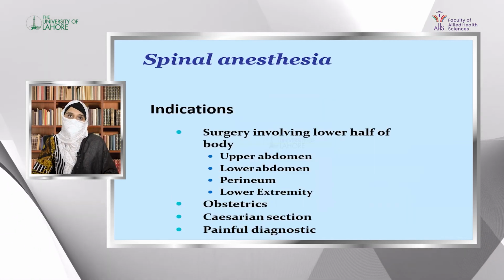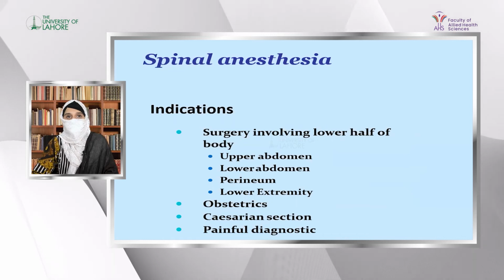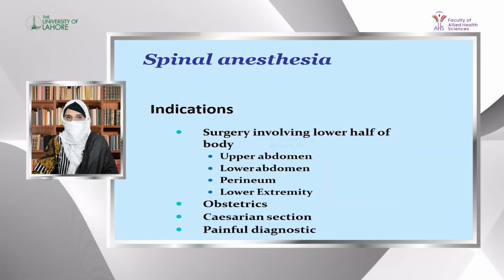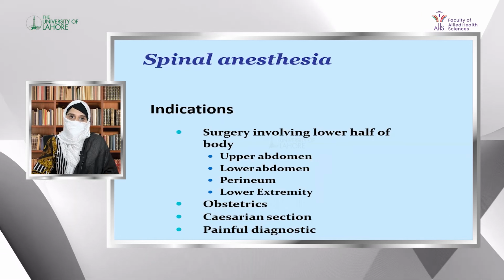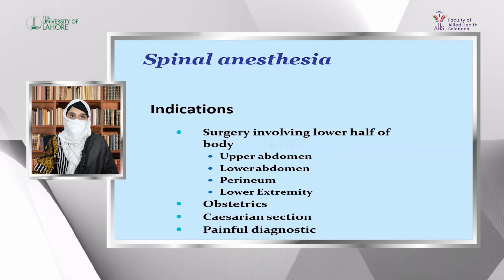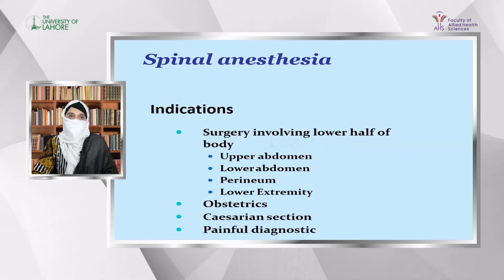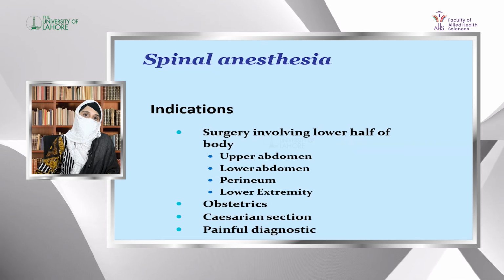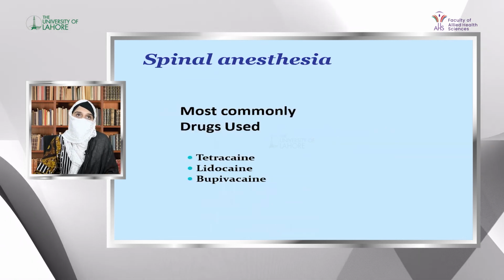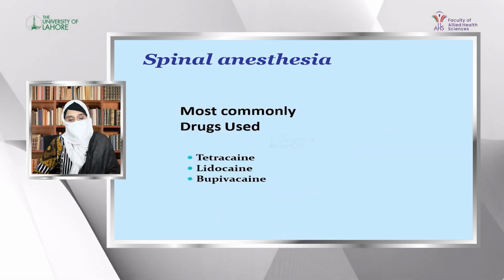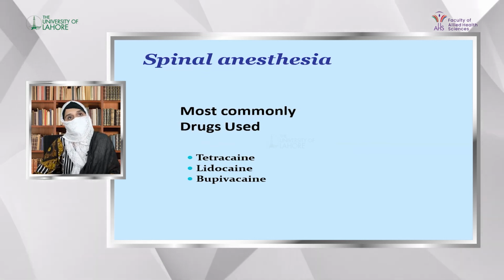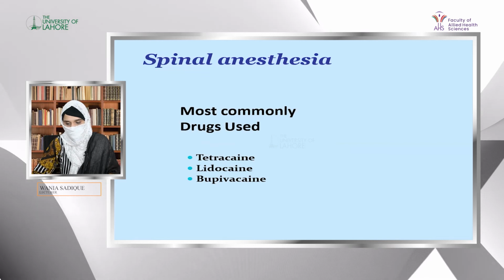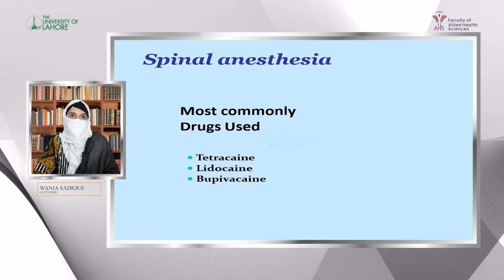What are the indications of spinal anesthesia? Spinal anesthesia is indicated for surgeries involving the lower half of the body, like upper abdomen, lower abdomen, perineum, lower extremity, and is also indicated in obstetrics, cesarean sections, painful diagnosis. The drugs used in spinal anesthesia are bupivacaine, lidocaine, and tetracaine. Most commonly used is bupivacaine.